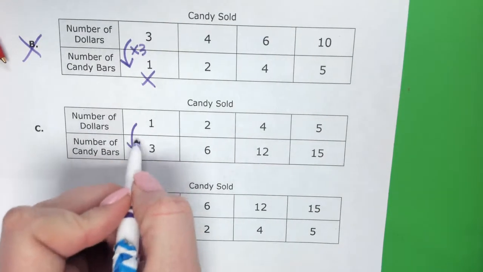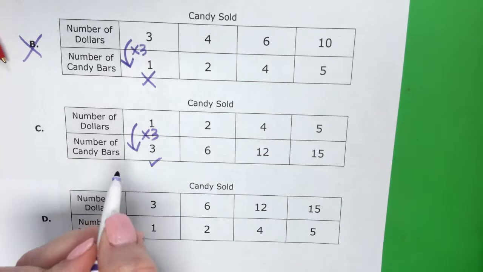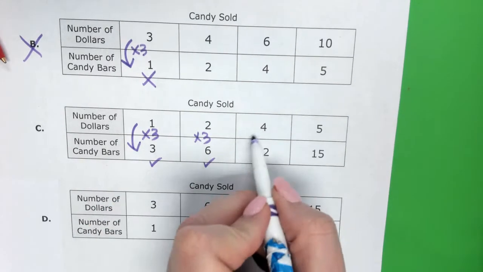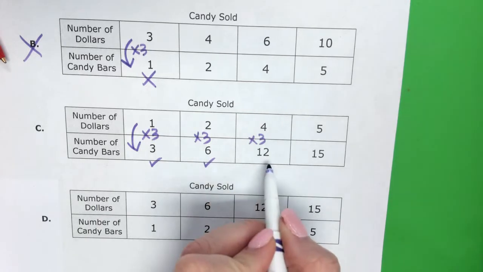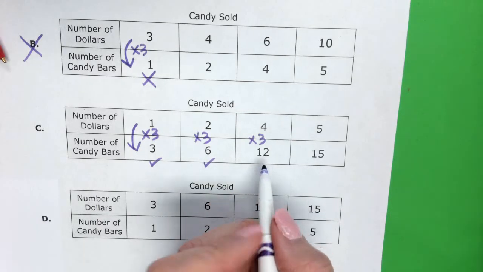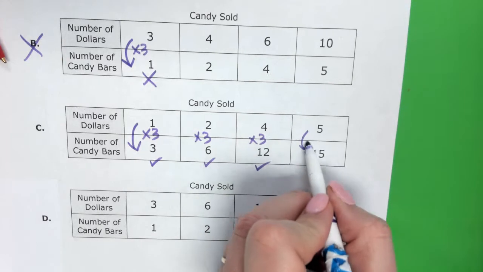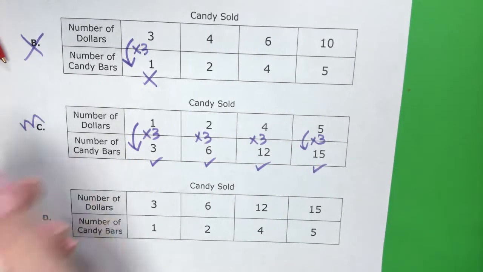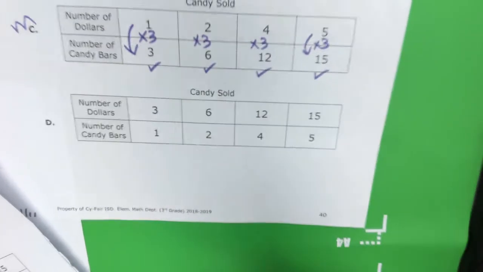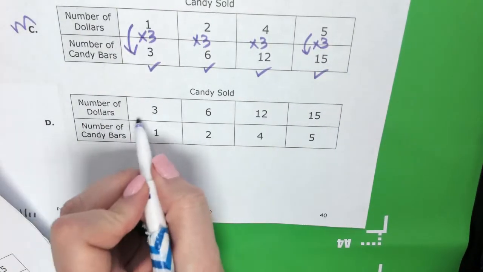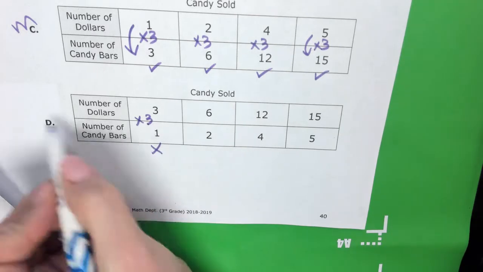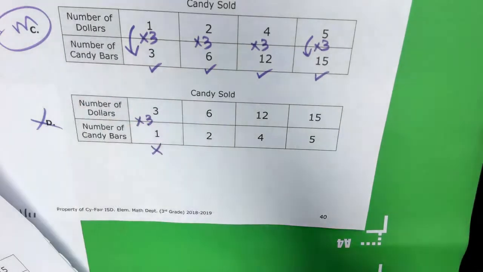Alright, here we go. 1 times 3 is 3, check. 2 times 3 is 6, check. 4 times 3 is 12. Is that right? Yeah, it is. 5 times 3 is 15? Yes. Oh, look. That might be our answer. Finally, D. 3 times 3 is 1? No. C was our answer.